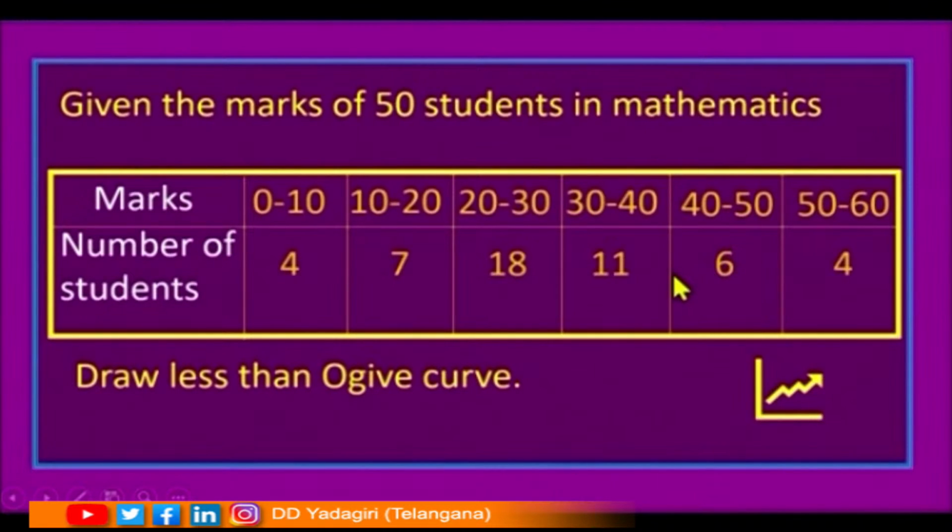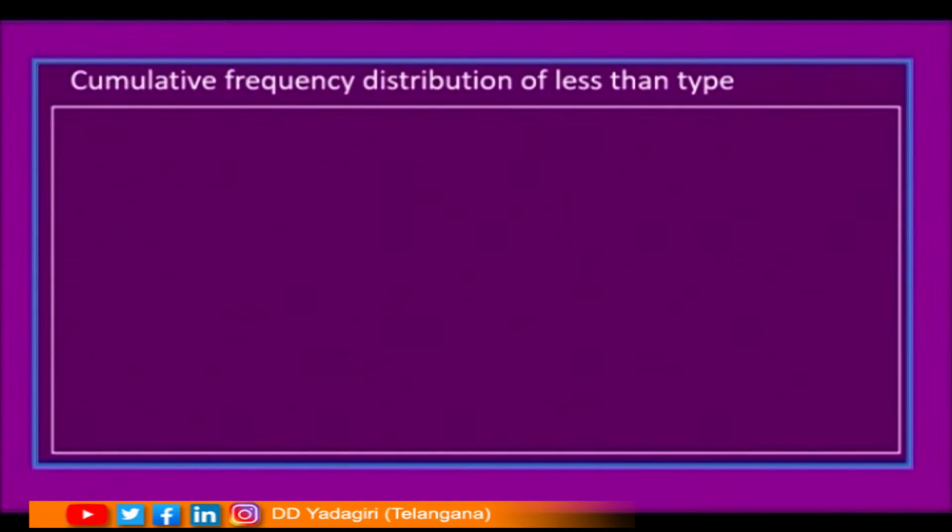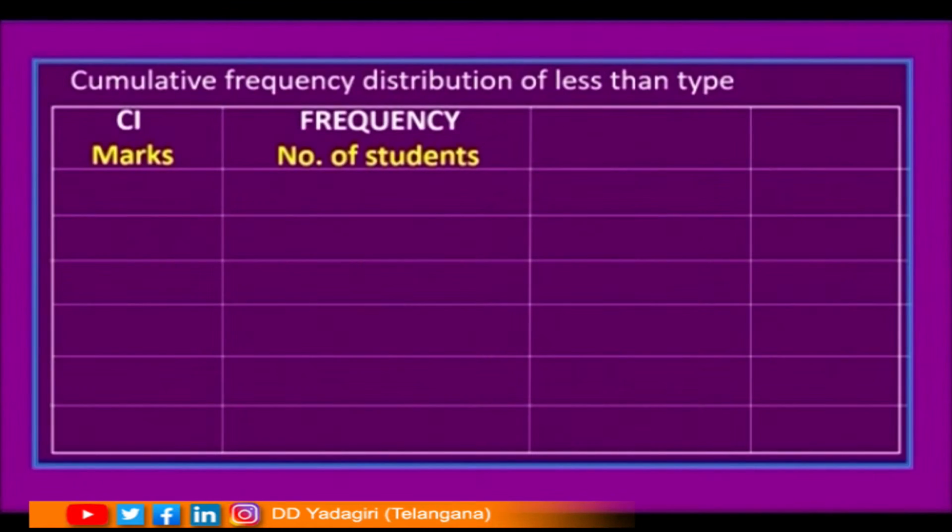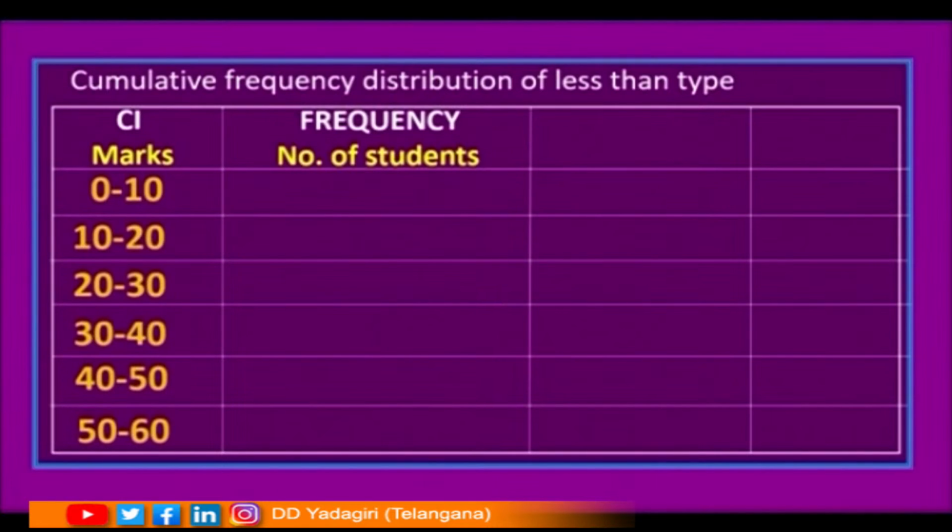For that we need to draw a table and find the less than cumulative frequency. So we need to develop a table called the cumulative frequency distribution of less than type. In the first column you take the class interval or marks, in the second column you take the frequency or the number of students. The given information: the marks are given as 0 to 10, 10 to 20, 20 to 30, 30 to 40, 40 to 50 and 50 to 60, and the frequencies are given as 4, 7, 18, 11, 6, 4. Now children, from this you are going to obtain the upper boundary.